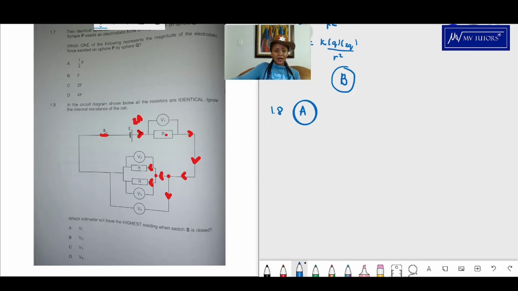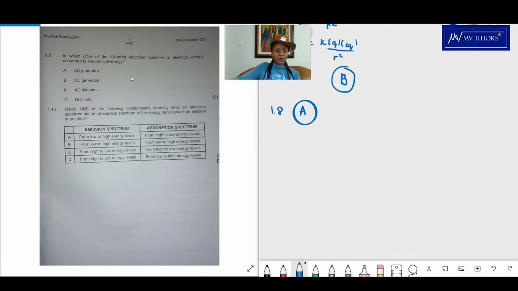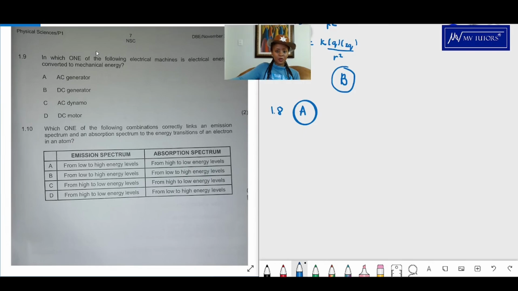Cool. Now let us go to question 1.9. I hope you can see it properly on your side. Sorry if I'm hiding it. In which one of the following electrical machines is electrical energy converted to mechanical energy?